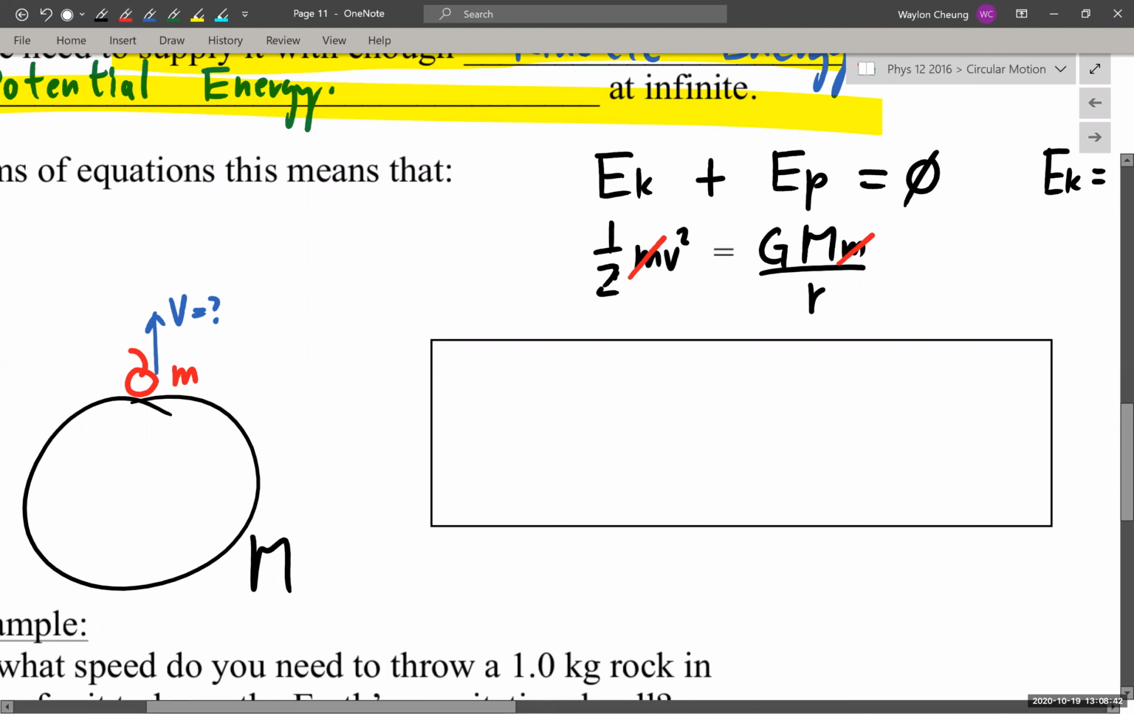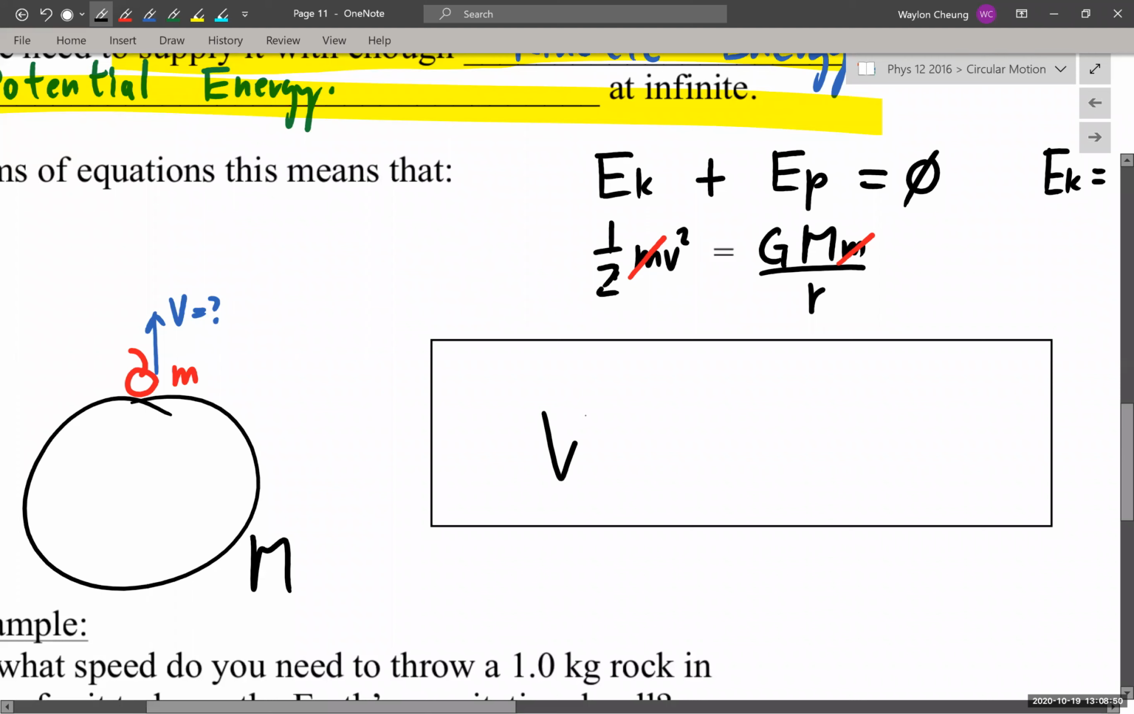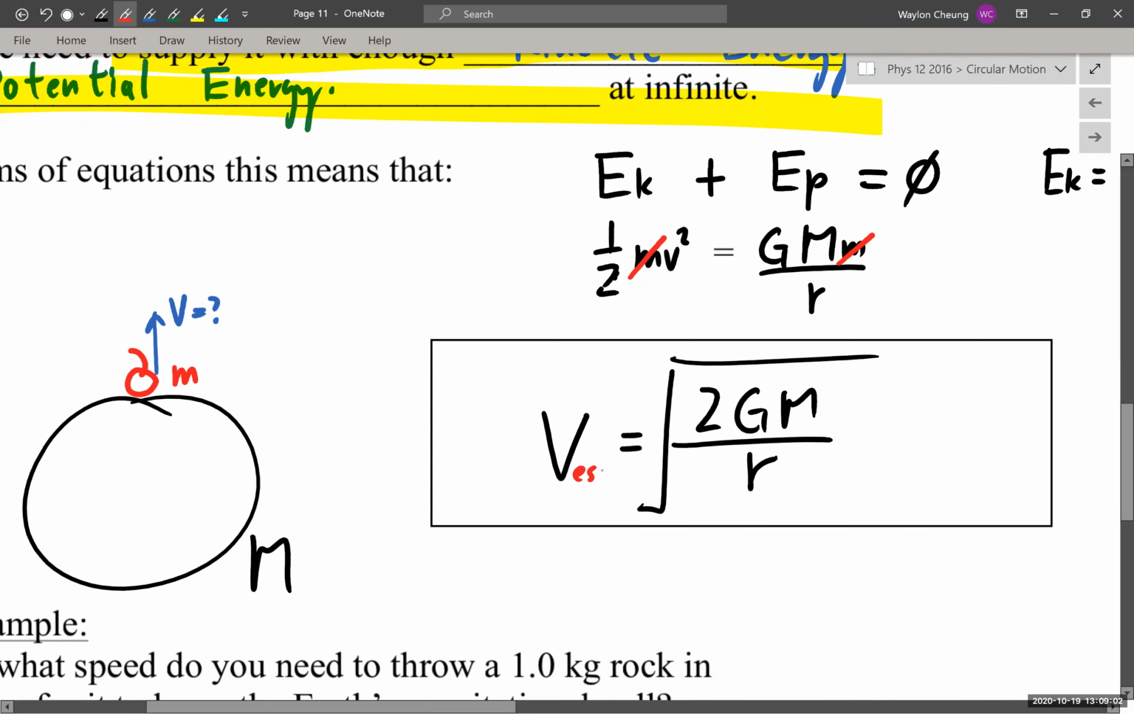Okay, let's keep going, right? Mass of the apple is gone. The mass of the Earth is still there. Now multiply both sides by 2, take a square root. Ladies and gentlemen, we have escape velocity. So this is the escape velocity equation.